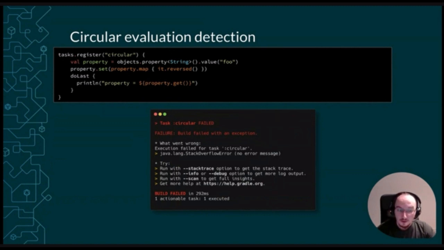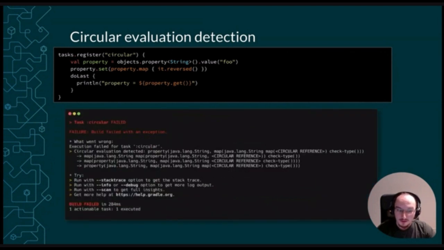Starting with Gradle 8.6, we produce a slightly more useful error message that shows you what went wrong and what the actual circular evaluation chain was. And then you can use the stack trace to find out what user code is being called and where the circular evaluation comes from. It's still not perfect, but definitely better than it was before.